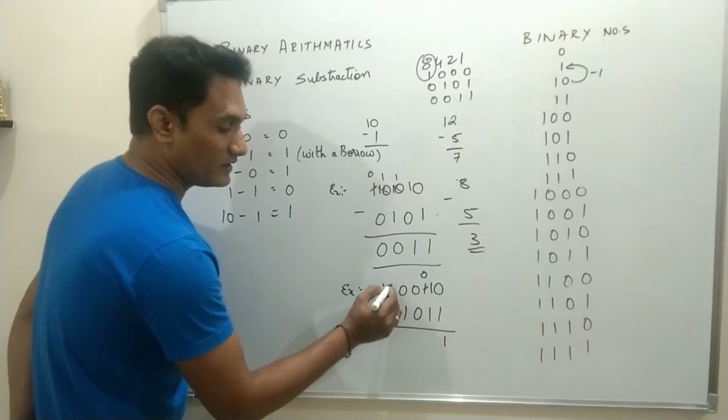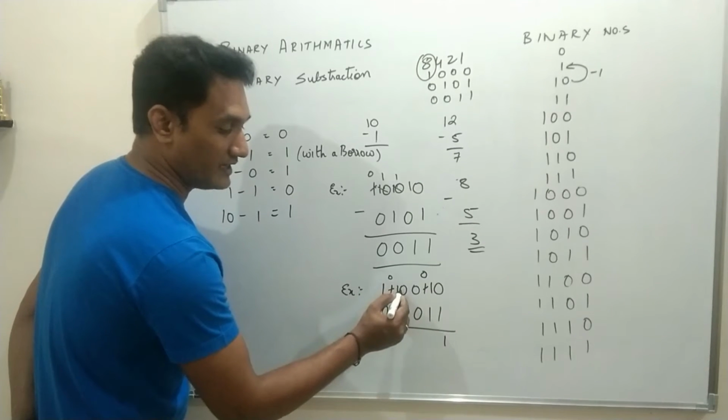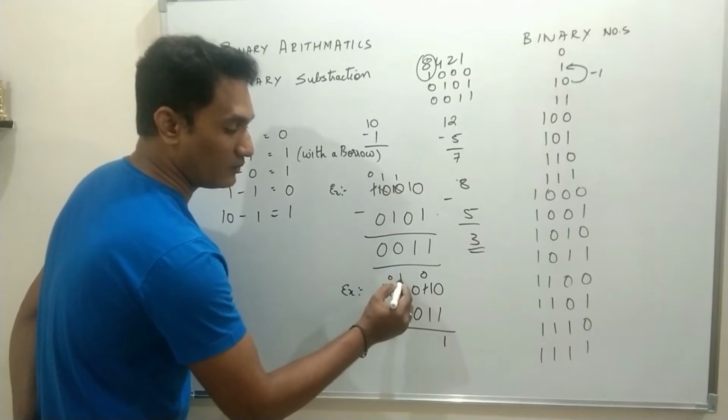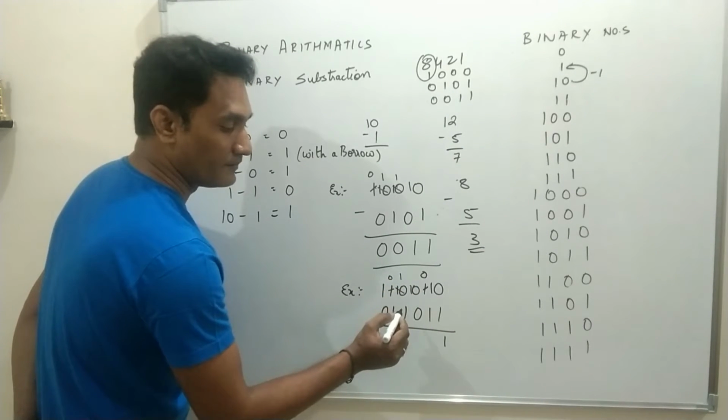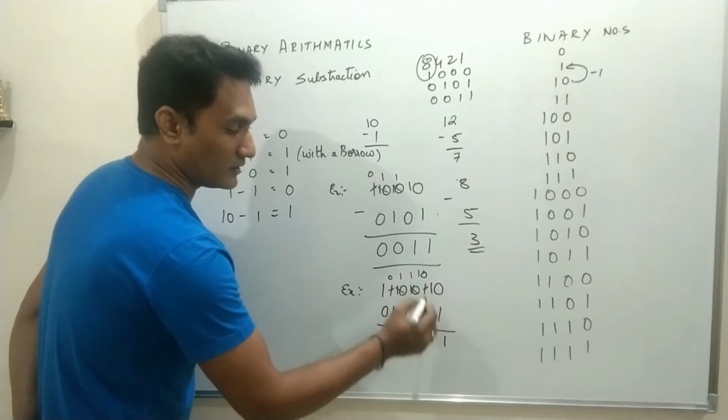So 1 minus 1, this value becomes 0, this becomes 10. So borrow has been transferred to the next lower place, and from there it will go to the next lower place. So 10 minus 1, 1, this becomes 10. 10 minus 1, 1, this becomes 10. So now subtraction is possible.